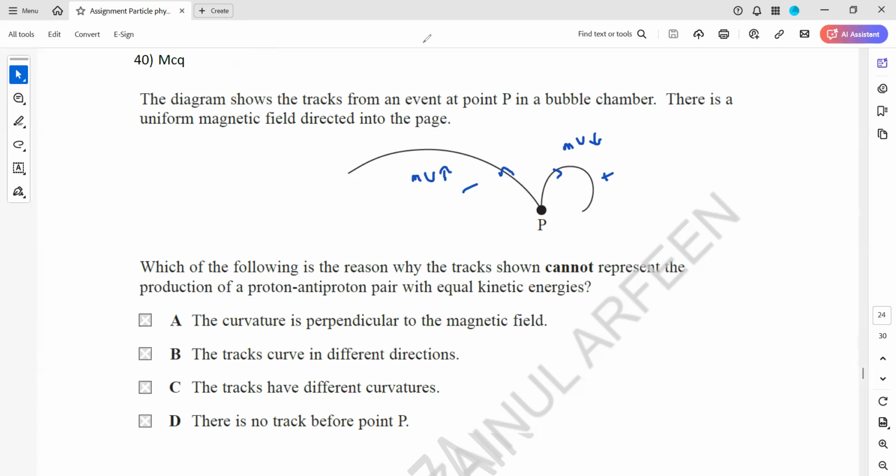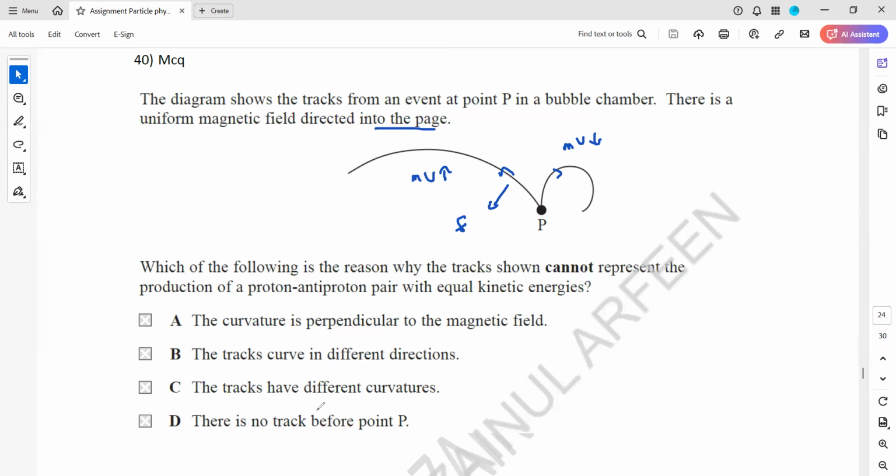And we can also identify which one is positive and which one is negative. If we apply the left hand rule for this track, the direction of the force is in this way. Our index finger is pointing into. So the diagram shows a track from an event at P in a bubble chamber. There's a uniform magnetic field which is into. So the magnetic field is pointing into.